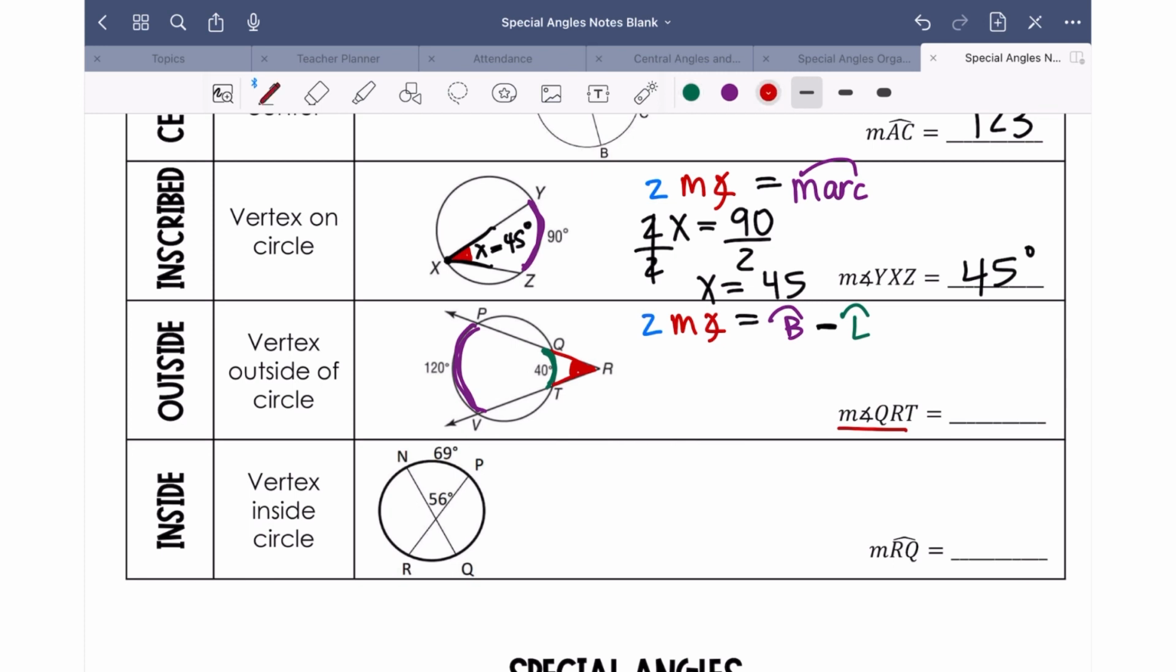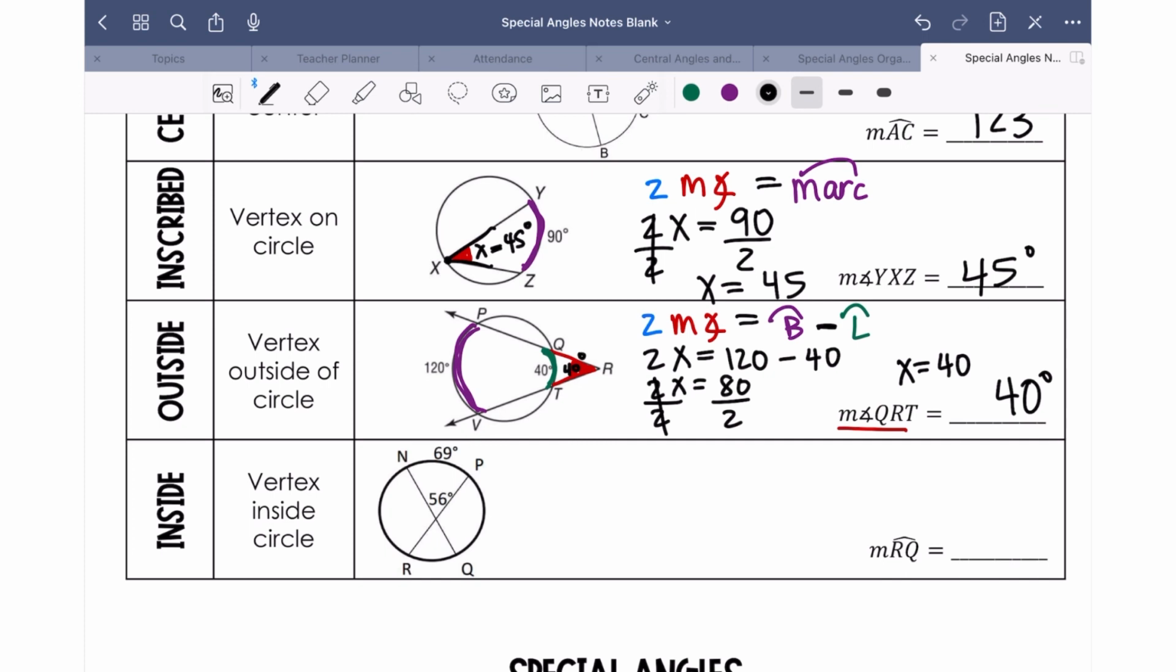And now we just plug everything in. So 2 times the measure of the angle. I don't know what the angle is, so X equals the big arc, 120, minus the little arc, which is 40. And then we solve for X. So what is 120 minus 40? Let's simplify the right side first. That's 80. One more step. I need X by itself. Undo multiplication by division. Cancel the 2's. X equals 40. So the angle is 40 degrees right here.